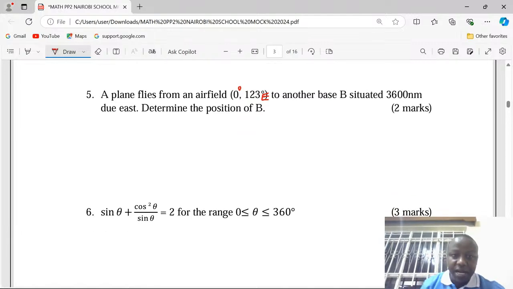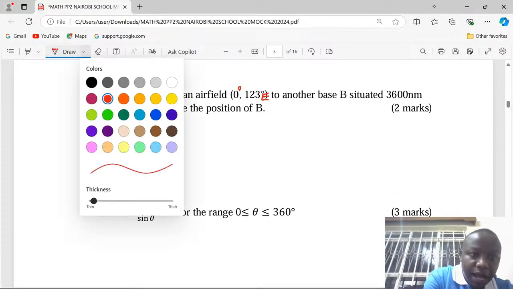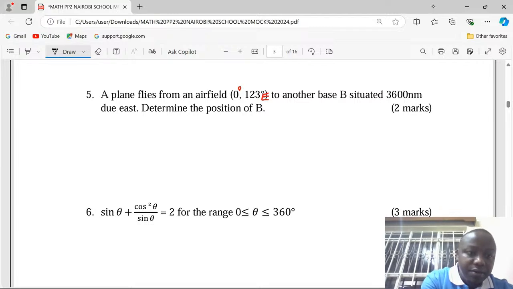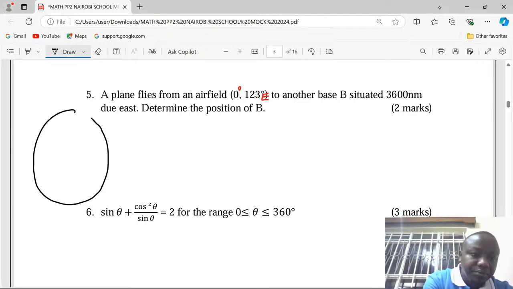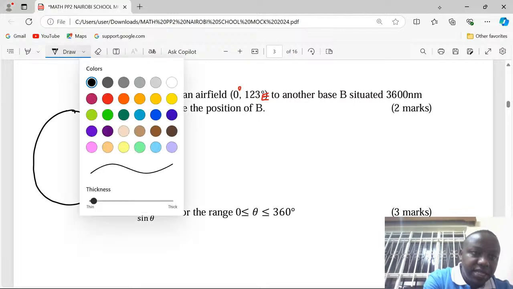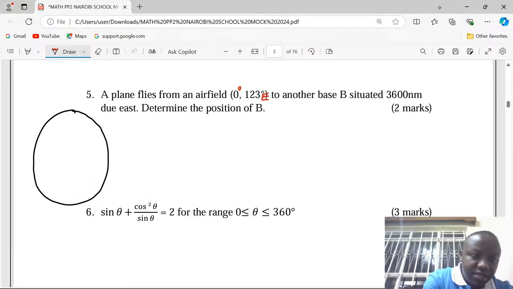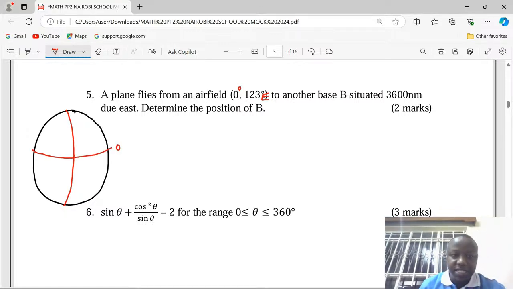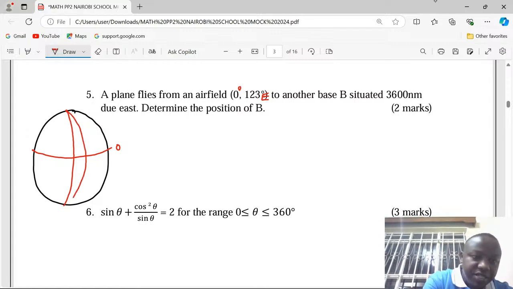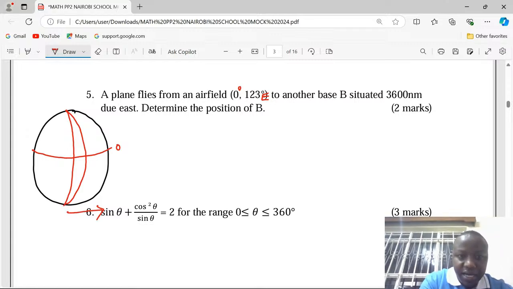Okay, number 5, a plane is flying from a point to another one. Let me sketch the diagram. That is the sphere of the Earth. This is the prime meridian, the main longitude, then the main latitude, the equator, 0 degrees. Actually, the places are on the equator. Now we are talking of 123 degrees, then we are moving further to the east for this particular distance.